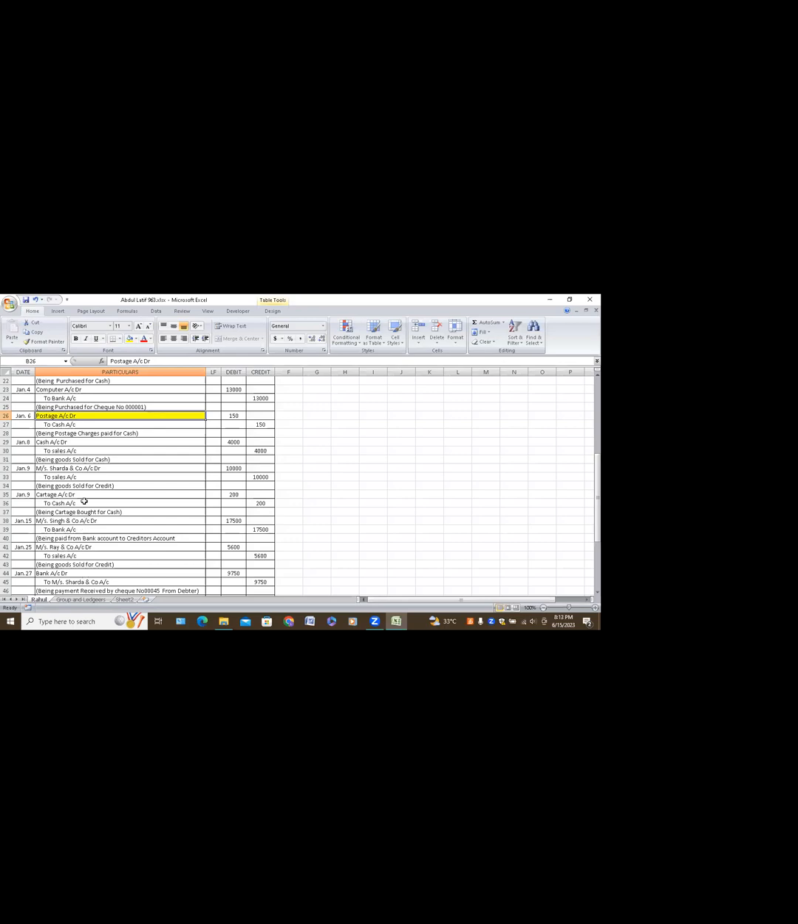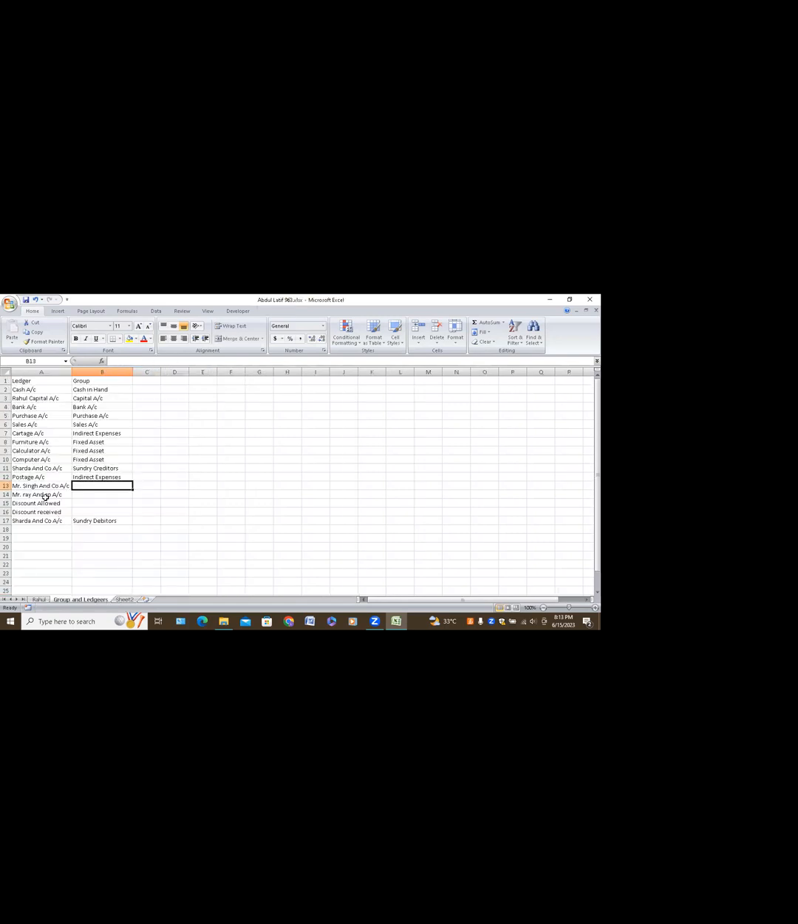Okay, one minute. No, just sundry creditor or sundry debtor. How many times has it been repeated? Okay, 2 times. The same name has been repeated 2 times. Correct? Yes. First time they are on the credit side, second time on the debit side. So Abdul, you write that name 2 times, and make one under debtor, the other under creditor.